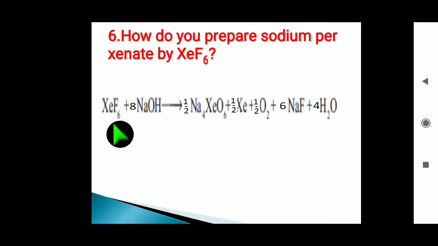Then xenon left side 1. So right side, here 1 by 2 Xe of sodium, 1 by 2 Xe of xenon. Here also 1 by 2 Xe of xenon. So xenon plus xenon, totally 1 xenon. Left side, right side balance.